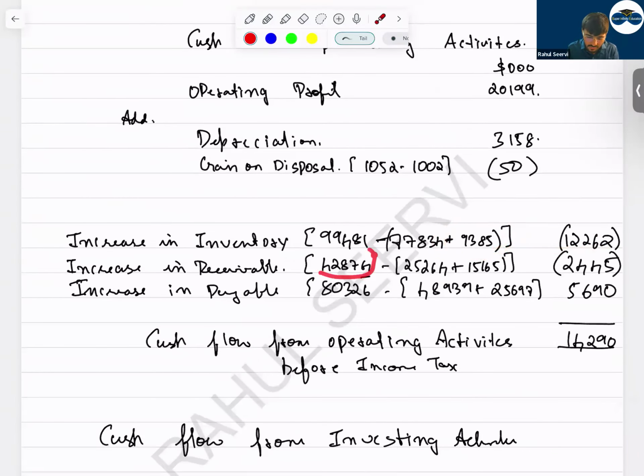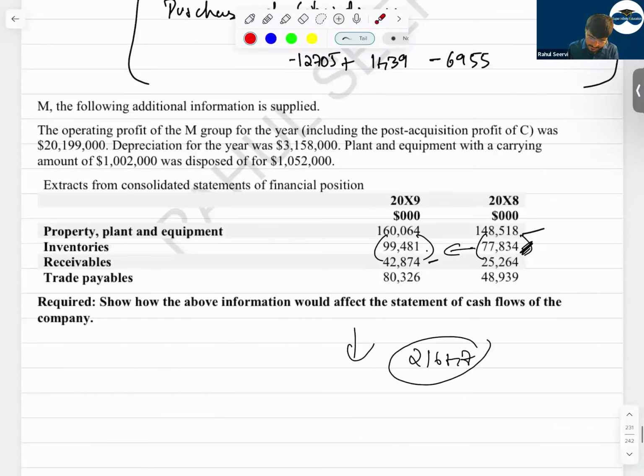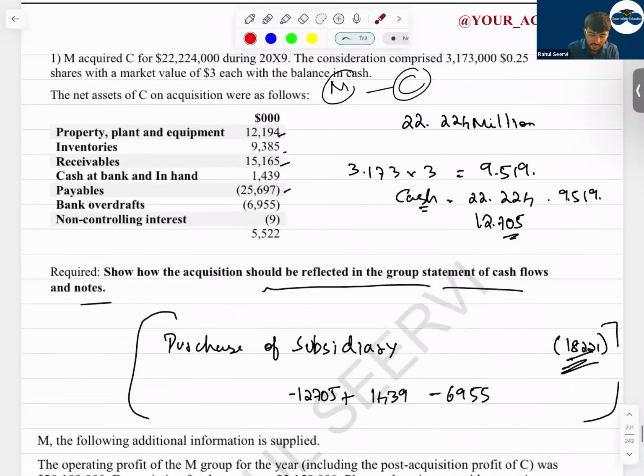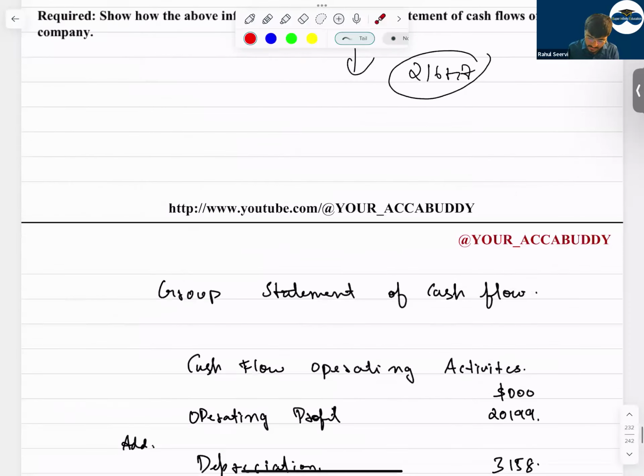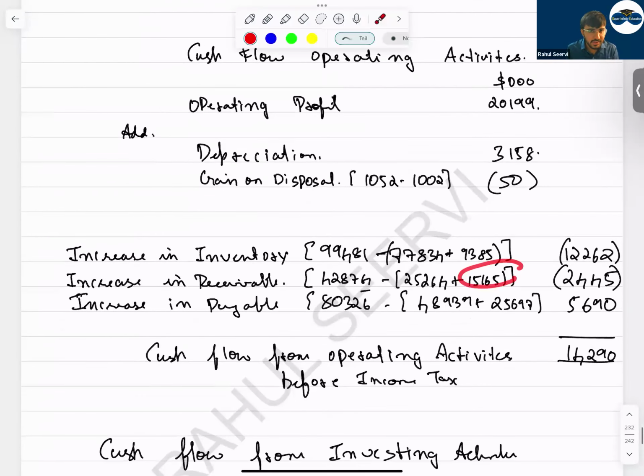Same for receivable. Receivable is 42,874 and this is 25,000. Can I say we will add a further 15,000? So you will add it here. Same for payable: you will do 80,000 minus this, and you will get this value. Here your payable is increasing, so you will add it here. So this is the way you have to do. This is the case for acquisition.